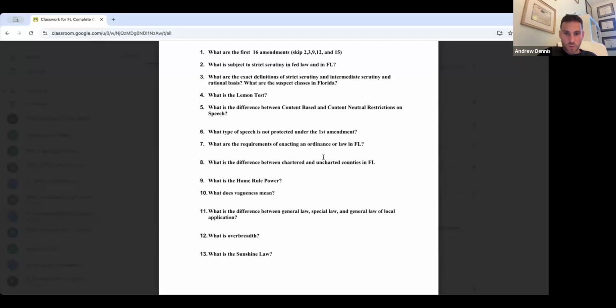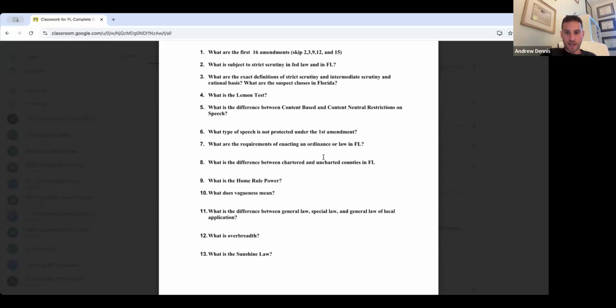Okay. What are the requirements of enacting law in Florida, right? We got some of those main important things. The difference between chartered and unchartered counties in Florida. So chartered is going to be like a county like Dade County that has municipalities that can enact their own laws and ordinances. They don't just have to follow the general laws of the state. What's the home rule power? The home rule power is the power of municipalities to enact laws and ordinances that do not conflict with the Florida Constitution. So that's the home rule power.